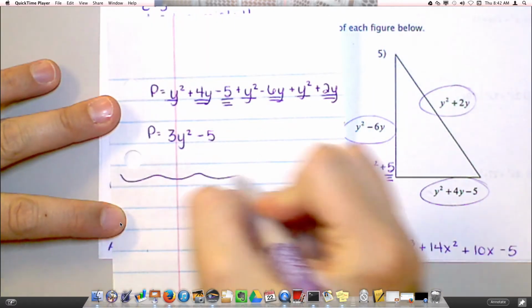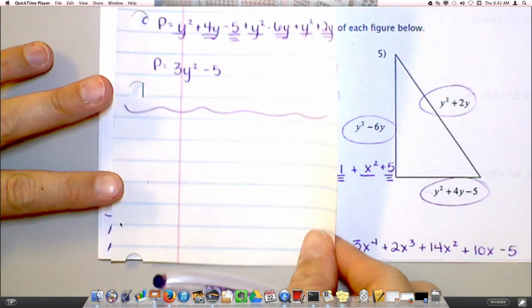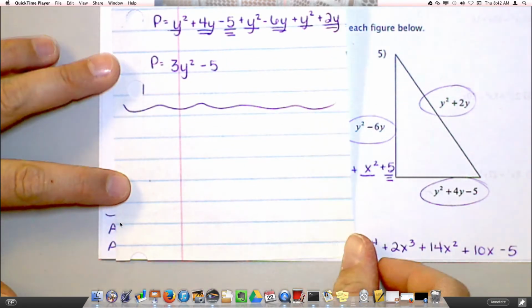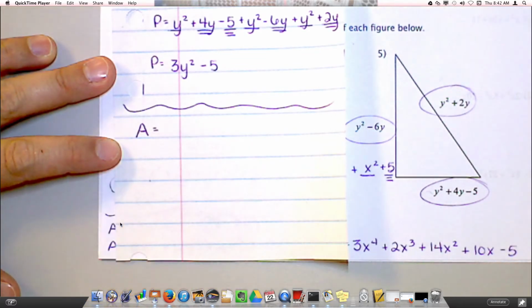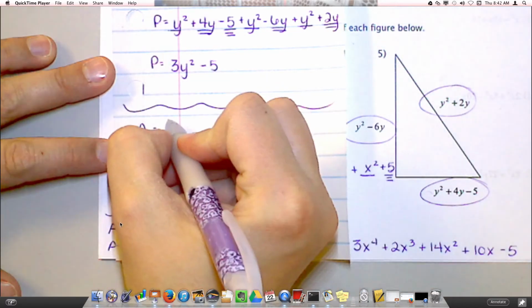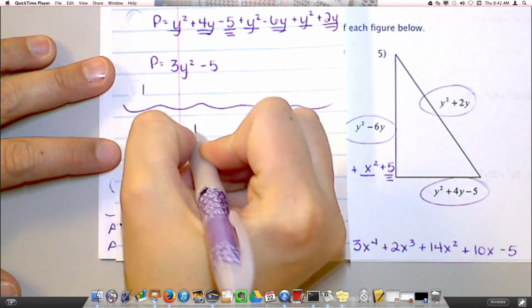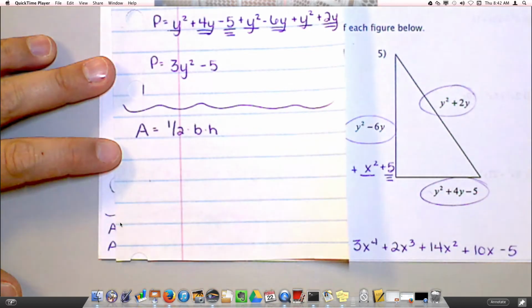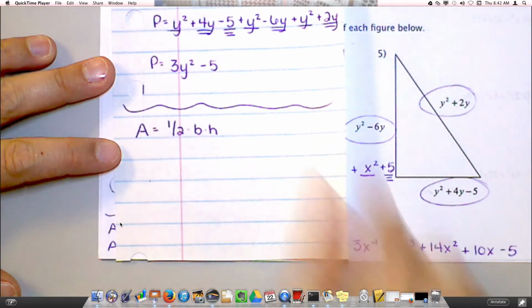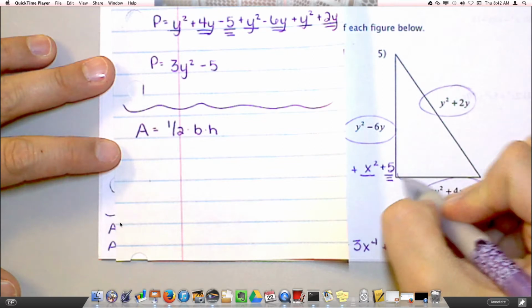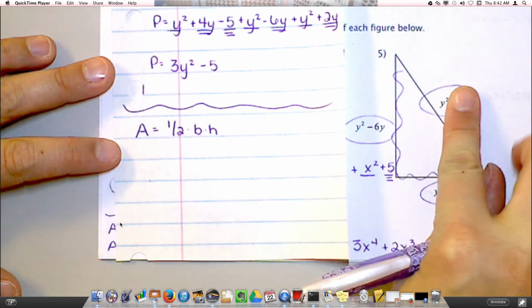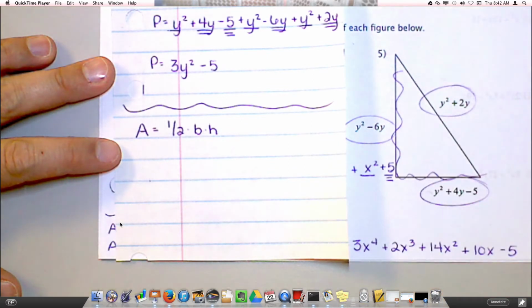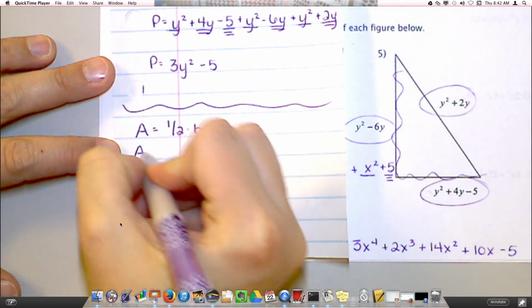Okay, let's look at area now. And this is where we're going to get into what Wyatt was talking about. The formula for area of a triangle is what? Okay, 1/2 base times height. So we're not going to use everything. We're only going to use the base and the height this time. So this term does not have anything to do with our area. So my area is going to look like this.